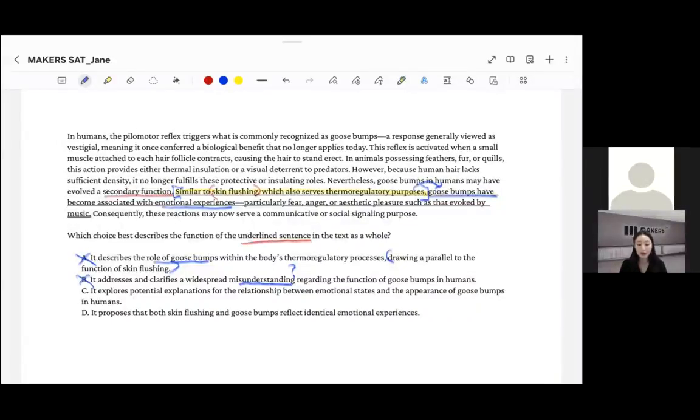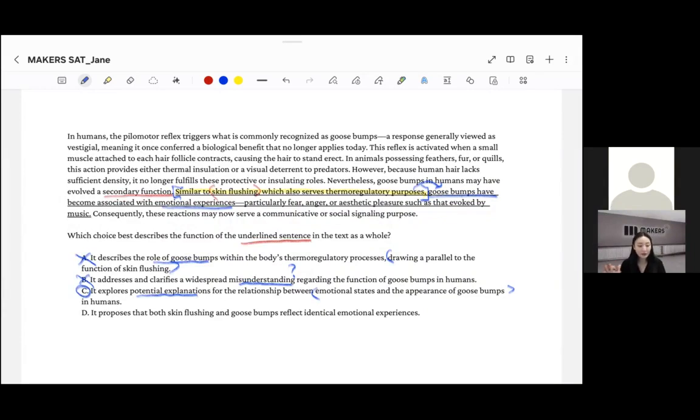It has been associated with emotional experiences such as fear, anger, or aesthetic pleasure, right? So it gives a potential explanation between emotional states and the appearance of goosebumps in humans. This matches the passage's shift to the secondary function of emotional and social role perfectly. It explains the link between emotions and goosebumps. So C would be the right answer.